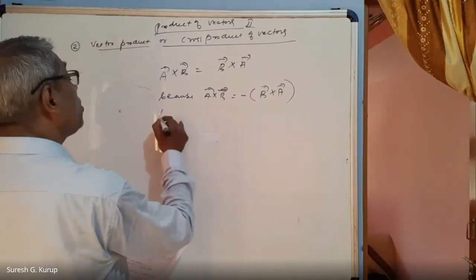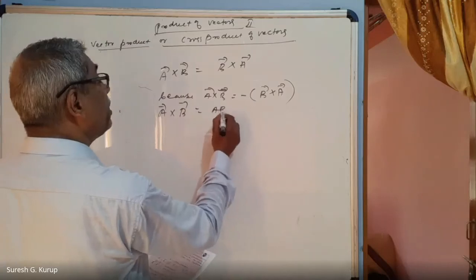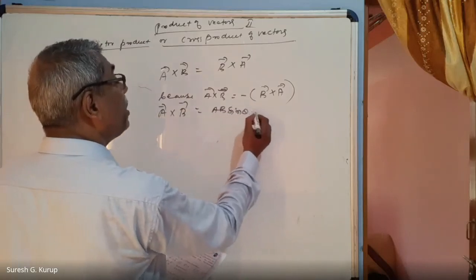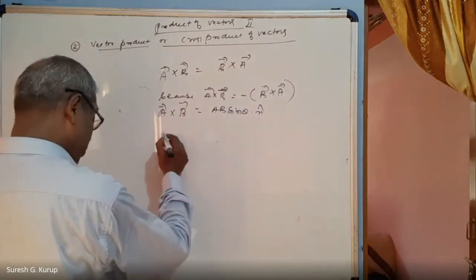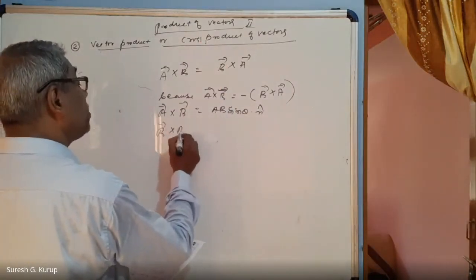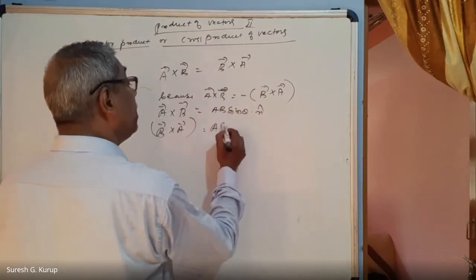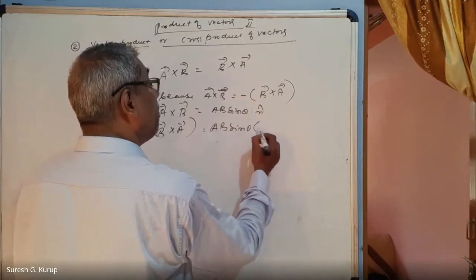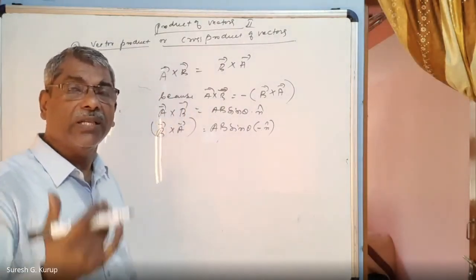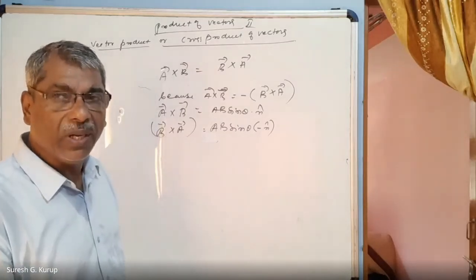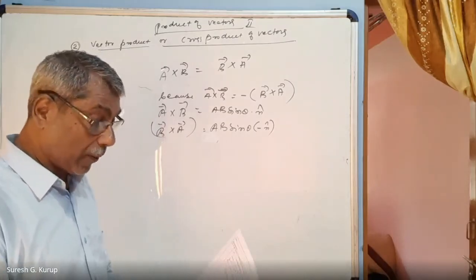Also, to make you understand, A cross B is equal to AB sine theta into a unit vector in a certain direction. But B cross A is equal to AB sine theta into the minus unit vector. That means for B cross A, the direction is opposite to that of A cross B. Therefore, A cross B cannot be equal to B cross A.